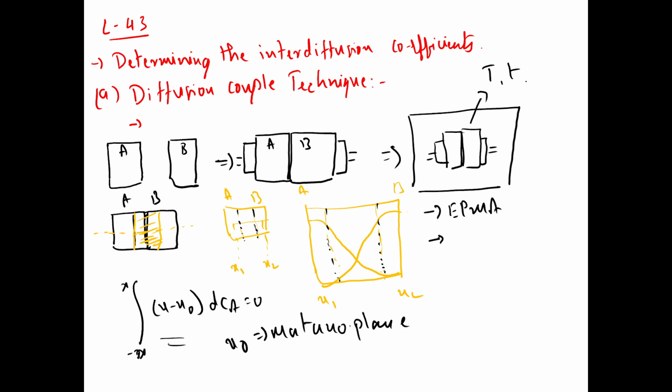So in most interviews or some other cases, questions will be asked: what is the Matano plane? You just tell them that it's a mass balancing plane. That's a plane across which both the elements are diffusing, and it's also a maximum flux plane, where we'll get the maximum fluxes.